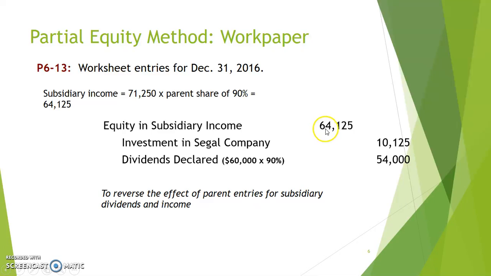In other words, we would have eliminated the equity in subsidiary. We would eliminate the dividends declared and the difference. Now this is a compound journal entry. Alternatively, you could debit the equity in subsidiary account $64,125 and credit the investment account with $64,125. Then you would debit the investment account with $54,000 and credit dividends declared. Or, as is shown here, a compound journal entry would suffice.